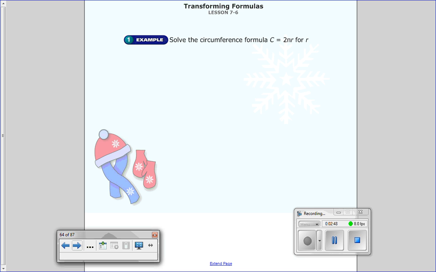Here we have this one. Solve the circumference formula. So the circumference is equal to 2 times pi times the radius. And it tells us right here we're going to solve for r. So I'm going to highlight it. Now on this one, I'm going to take a look. I have to get r by itself, so I have to see what is on the same side as it. And I see, well, this 2 and pi.